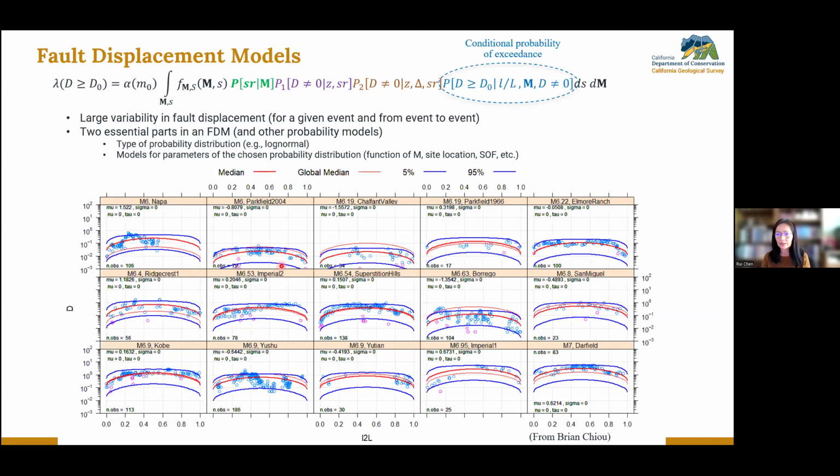Now we see large variability in most of the events. Another striking feature is that the 5th percentile curve and the 95th percentile curves are not symmetrical about the median curve. So the data is skewed.